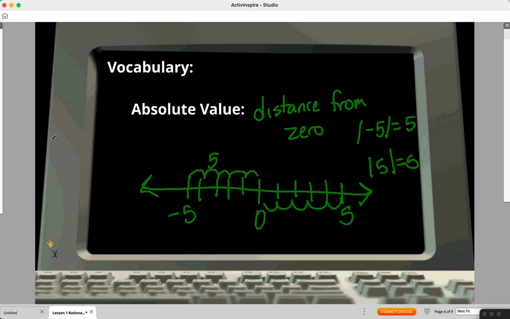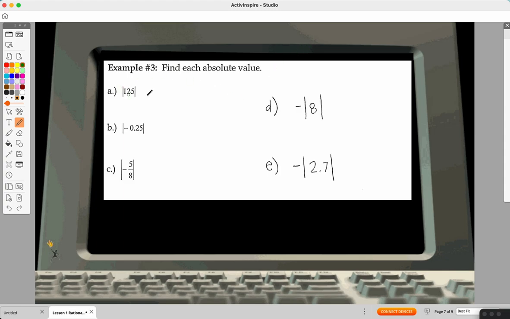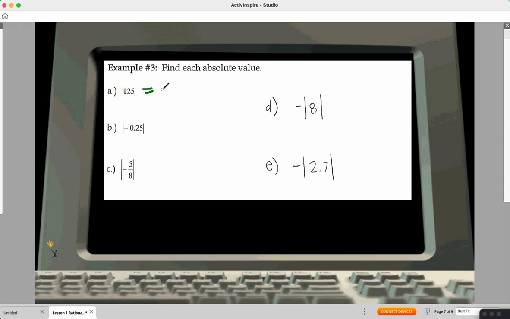One of the things about distance, if you think about this, is you can't go less than 0 feet. If you walk to a negative 5, you can't do that. You can't move less than 0. The lowest you can ever move is 0. So you have to move to the left 5 or to the right 5, but still 5 steps one way or the other. Okay, so if I'm finding the absolute value of a number, how far is 125 from 0? What's 125? How far is negative 0.25? Well, it's 0.25. And how far is negative 5/8? Well, it's 5/8. Take a second, pause the video, and see what you come up with for D and E.